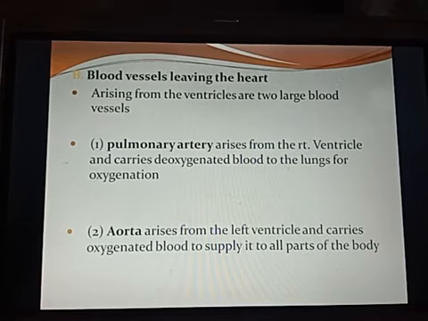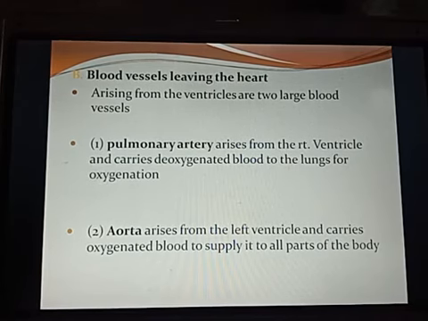The next blood vessel that arises from the heart is the aorta. It arises from the left ventricle. What kind of blood will the left ventricle contain? It will contain oxygenated blood, since it is getting the blood from the left auricle, which also contains oxygenated blood. So the left ventricle will carry oxygenated blood to supply to all the cells of the body which require oxygenated blood, that will be supplied by this aorta.